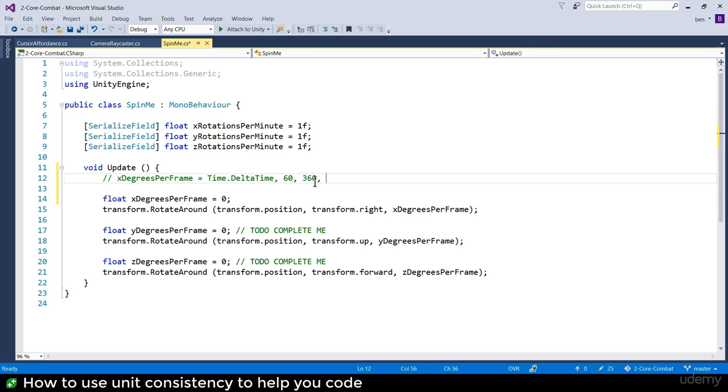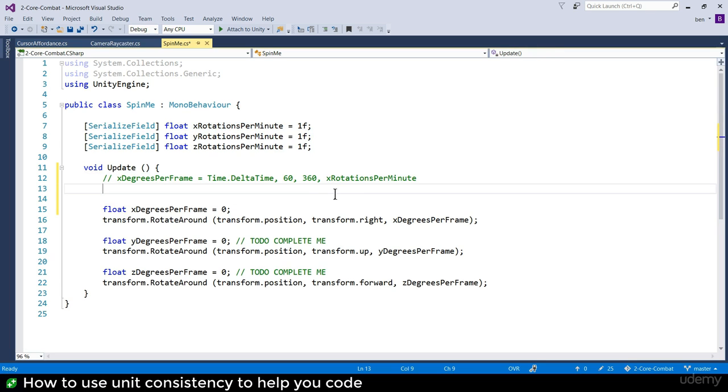We know we need a 360 because there are 360 degrees in a rotation, and we're using the word rotation up here. So somehow I have to tie rotation to degrees. And what else do we know we need? We also know that we're going to need this rotations per minute. So they're the constituent things, right, that we're going to be using just as a comment.